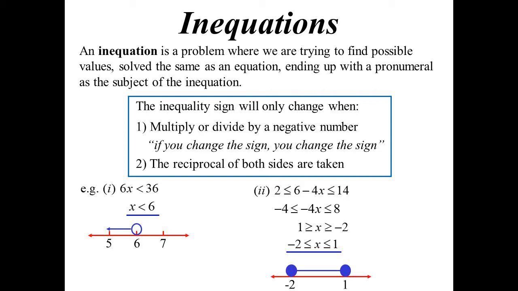Okay? And if we were to plot that on the number line, it would look something like that. Which now brings me to the correct way of writing an inequality. Your algebraic solution should match the geometrical solution. They should look the same.